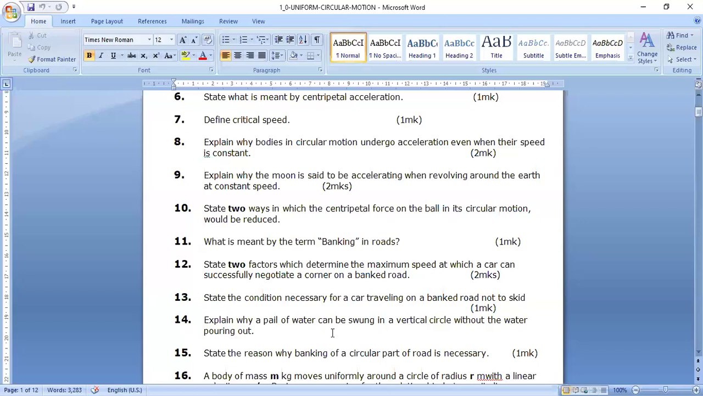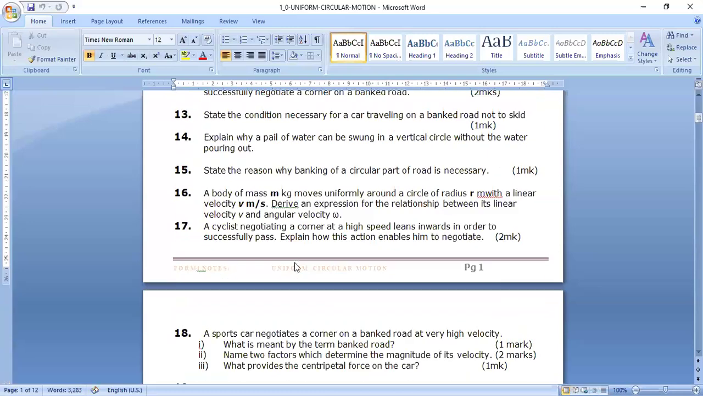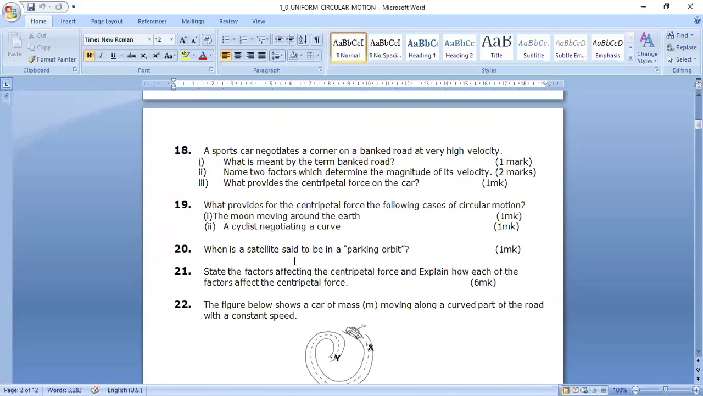Explain why a pail of water can be swung in a vertical circle without the water pouring out. Here, you see the water is acting in the opposite direction to the centripetal force. So the bucket exerts a centripetal force on the water towards the center of the circle, making it not to pour out. State the reason why banking of a circular part of the road is necessary. I think those are repetition questions. Let's go to calculation.